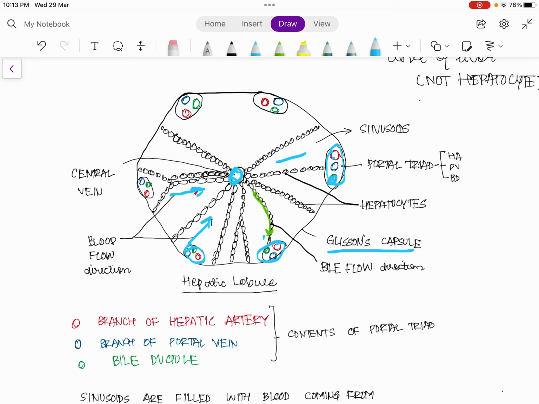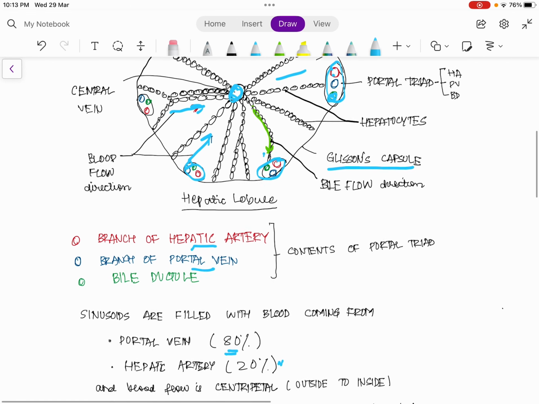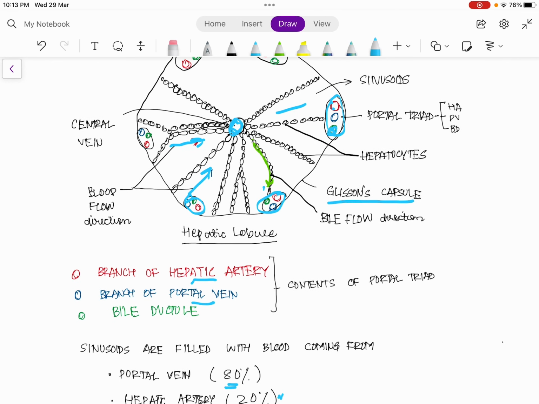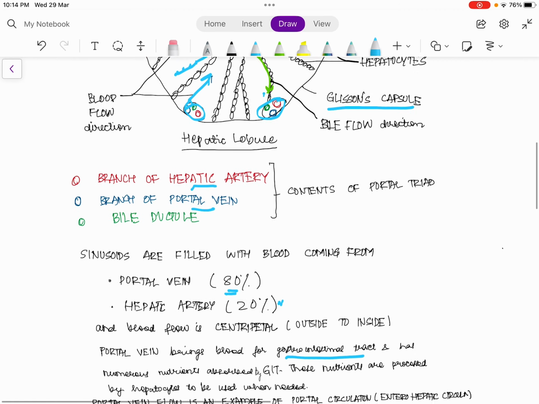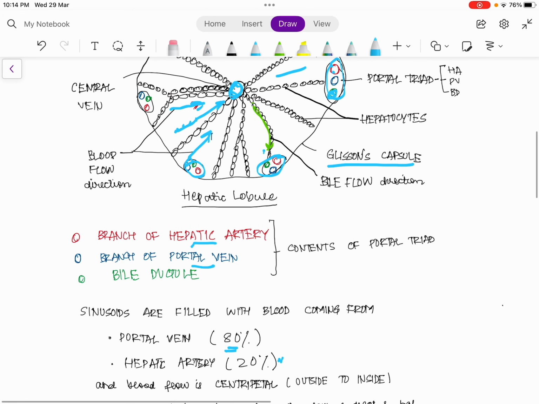Now coming about the blood supply to liver, as already seen, blood supply to liver is from two structures, hepatic artery and portal vein. And why is it so? Blood coming from both of these enters the sinusoids and then it goes to the central vein. 80% of blood coming to liver is from portal vein and 20% of blood comes from hepatic artery. The blood flow is centripetal, that is, blood flows from outside to inside towards the central vein.